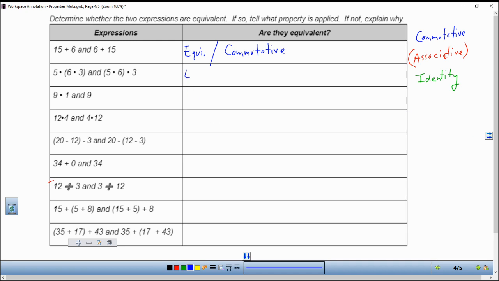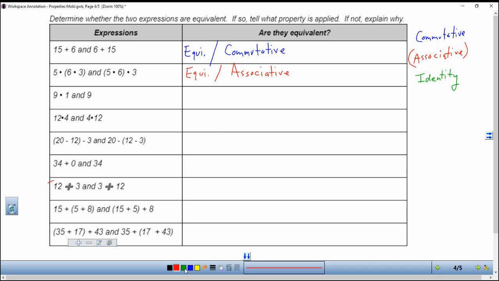And the reason, I'm just going to use a different color so it stands out better. The reason these are equivalent is because of the associative property. We just grouped the numbers differently. We didn't change the order of the numbers. We didn't change the numbers. We just grouped them a different way. And it is multiplication, so that works.